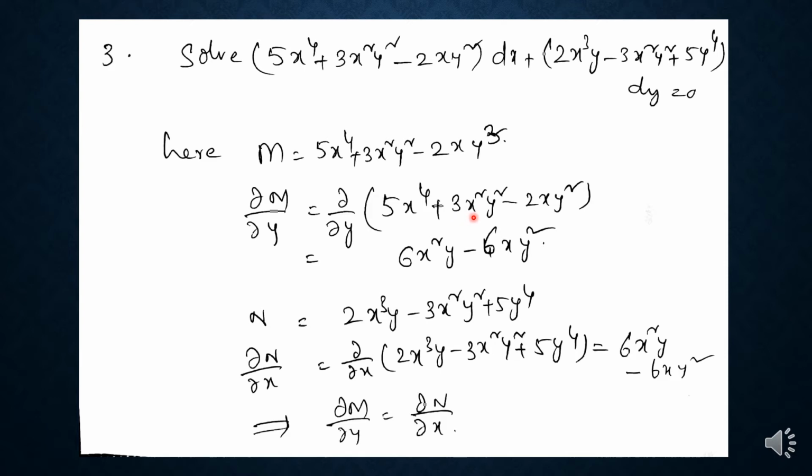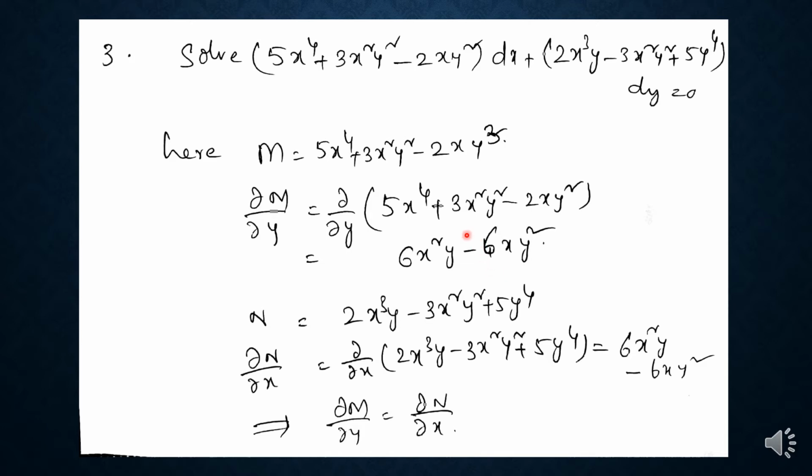Here x² is the constant, 3x² in total is the constant. So 3x² into the derivative ∂/∂y of y², which is 2y. 3x² into 2y becomes 6x²y, minus, here also, 2x into ∂/∂y of y³, that is 3y², 3 into 2 is 6xy². So ∂M/∂y is equal to 6x²y minus 6xy².